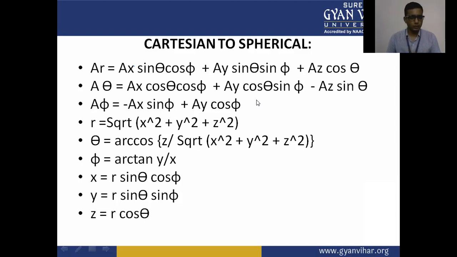So r is equal to the square root of x square plus y square plus z square. Theta is the arc cos of z upon the square root of x square plus y square plus z square, and phi is the arc tan of y by x. Conversely, x is equal to r sin theta cos phi, y is equal to r sin theta sin phi, and z is equal to r cos theta.